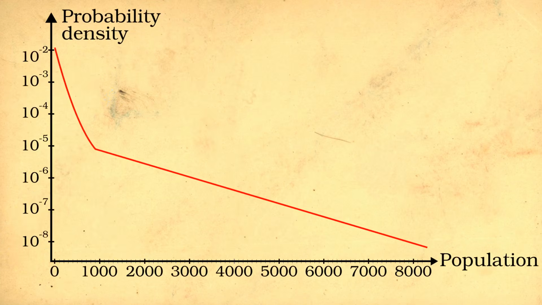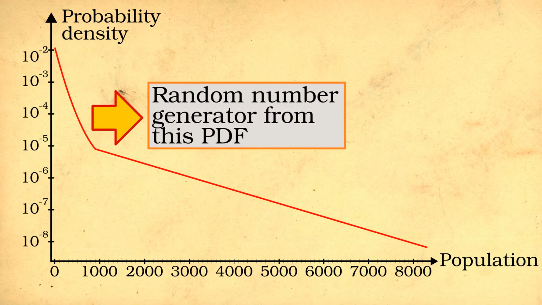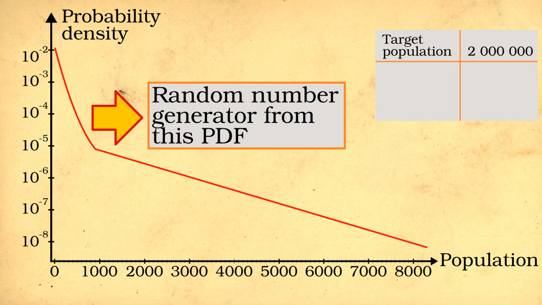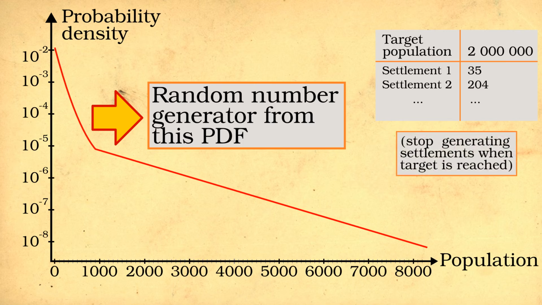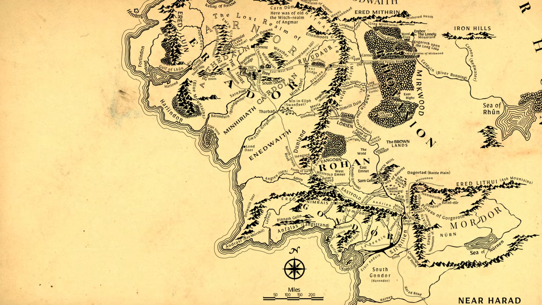The second thing we could do is to use this probability distribution to randomly generate settlements until some total population is reached. For example, let's say that a fictional country had 2 million inhabitants. Then, randomly generate numbers from the excavator bucket distribution. The first one might be a village of 35 people, then a town of 204, and so on. Stop when that total reaches 2 million, and you have a long list of every single settlement in the country by number of inhabitants. To apply this method to Middle-earth, we would first need an estimate of its total population.